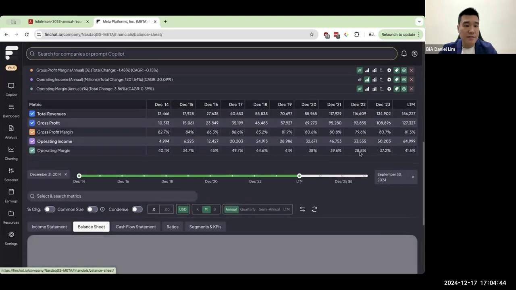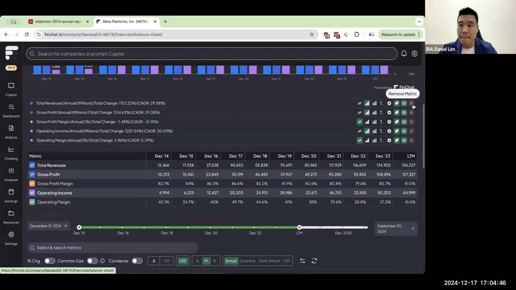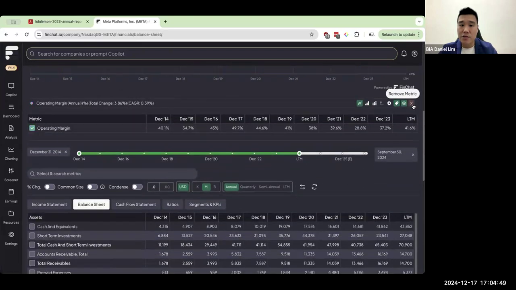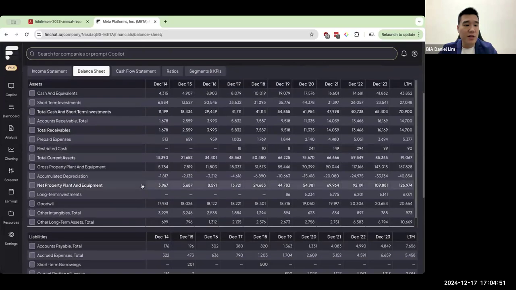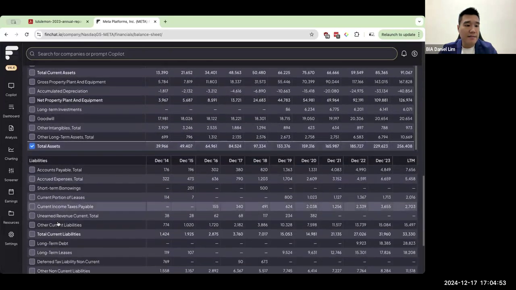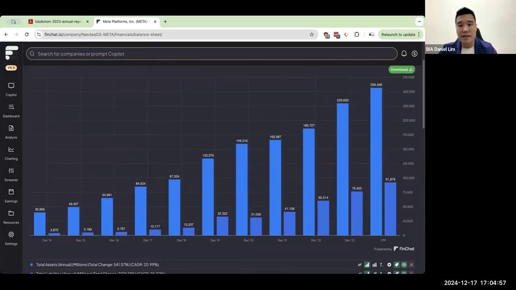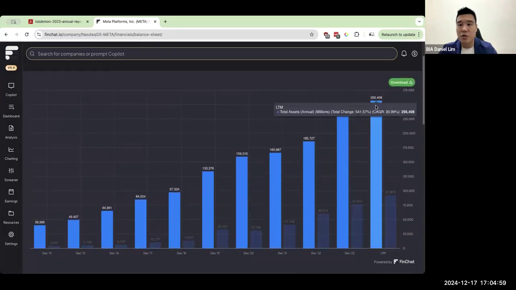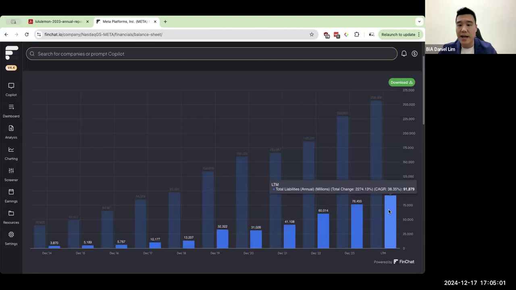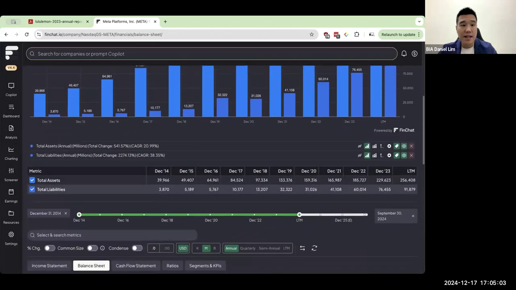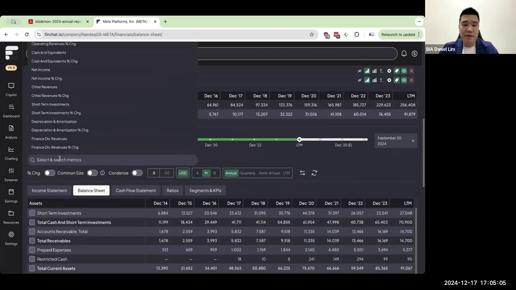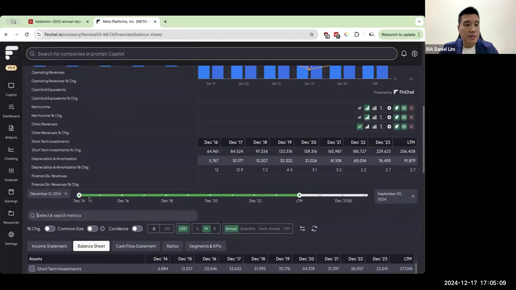Okay, balance sheet. Let's close everything. I think by now you all should know already. For the balance sheet, we need to take a look at their total assets and total liabilities. So hey, Facebook is very strong. Total assets are a lot more than their total liabilities. Then the next one is the current ratio. Current ratio and cash ratio.